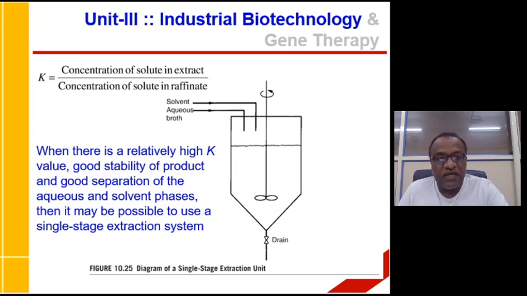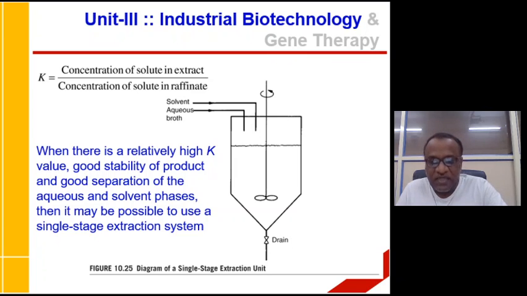So when there is a relatively high K value, right, that means a high concentration of solute in extract over concentration of solute in raffinate, with good stability of the product and good separation of the aqueous and solvent phases, it can be expected, and then it may be possible to use a single stage extraction system.